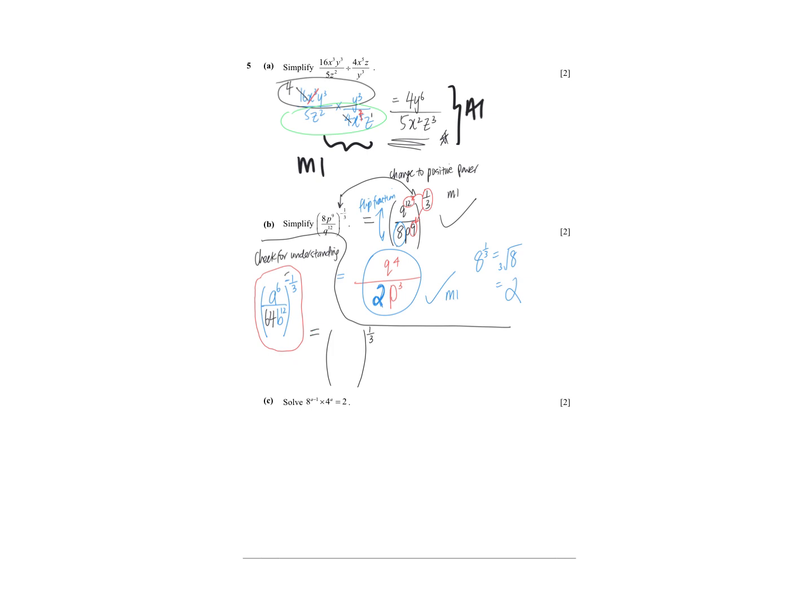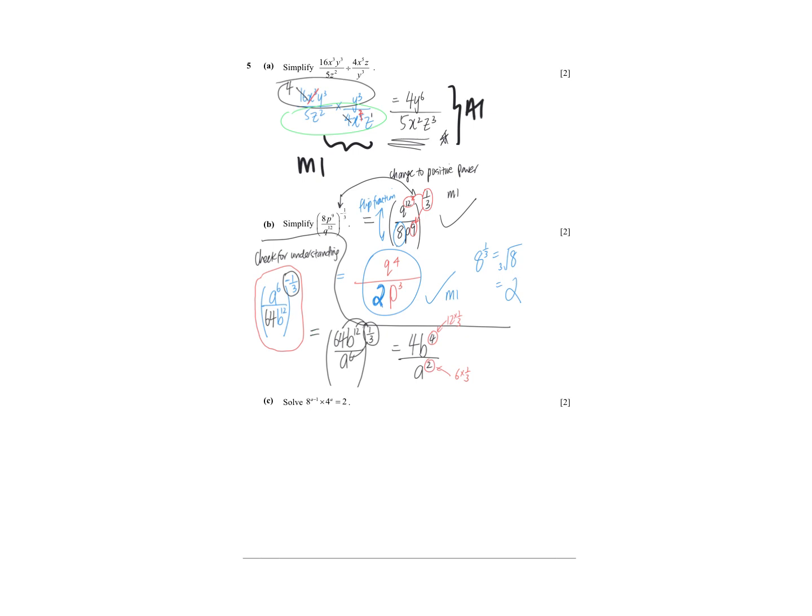Okay, change to positive power. Flip the fraction inside. And then apply the power 1/3 to all 3 of them. So you get 4, B4, A2. Okay, can you see that? Everything should get the power 1/3. So this is from 12 times 1/3. This is from 6 times 1/3. Okay? So if you got it right, that means this type of question you are okay.